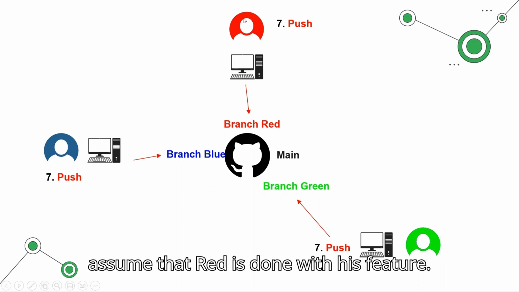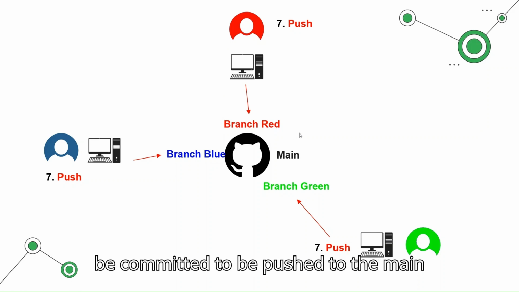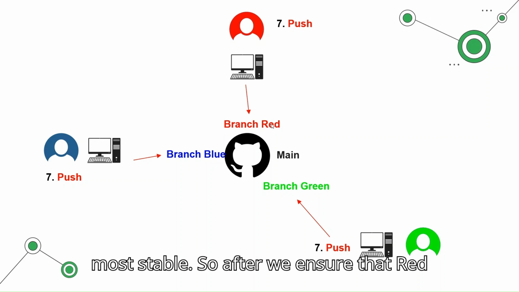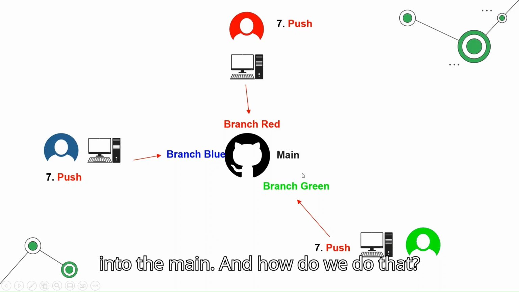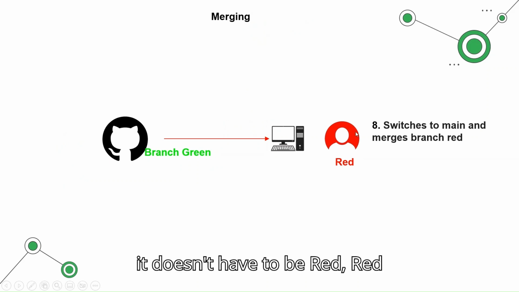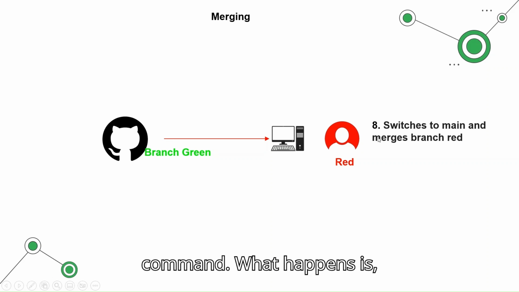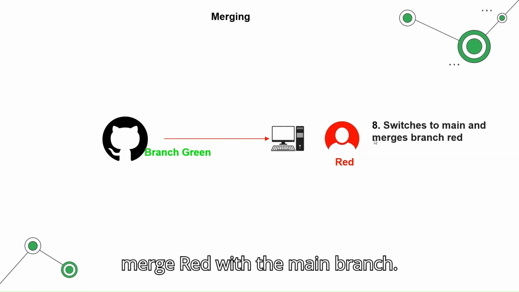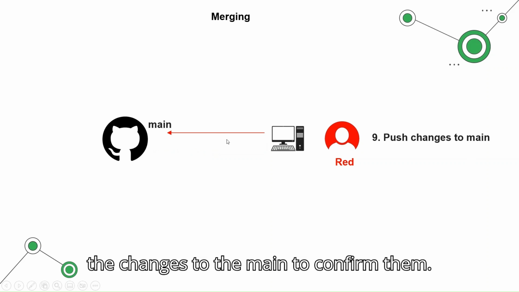Now let's assume that red is done with his feature. Red has tested that branch red is working successfully, and the feature is ready to be pushed to the main branch. And as we said, the main has to be the most stable. So after we ensure that red is fixed and stabilized, we can merge it into the main. And how do we do that? So red, or any other user, it doesn't have to be red, switches to the main branch and performs a merge command. What happens is red will go to the main and he will merge red with the main branch. After that, red will push the changes to the main to confirm them.